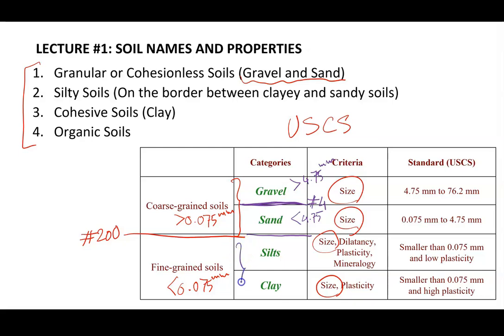Based on USCS, fine-grained is a combination of silt and clay. There is no size separation between silt and clay. What is important here is plasticity. Silt is usually low plasticity. There is no cohesion between the particles. Clay is when we have cohesion between the particles, they stick together, and it has high plasticity.